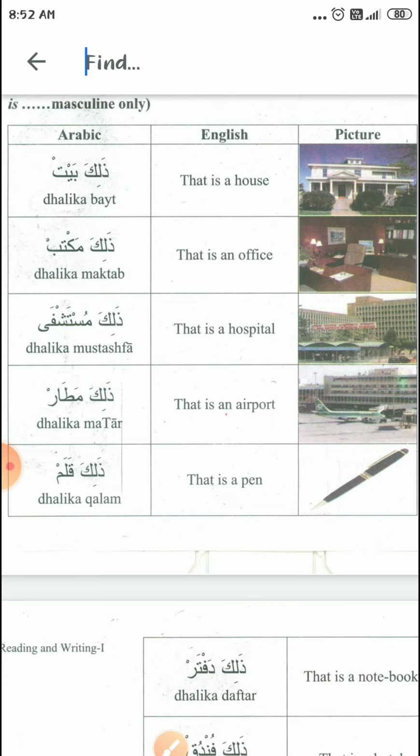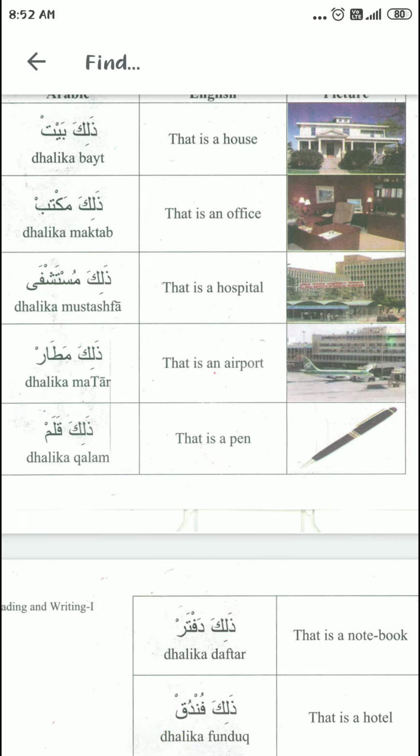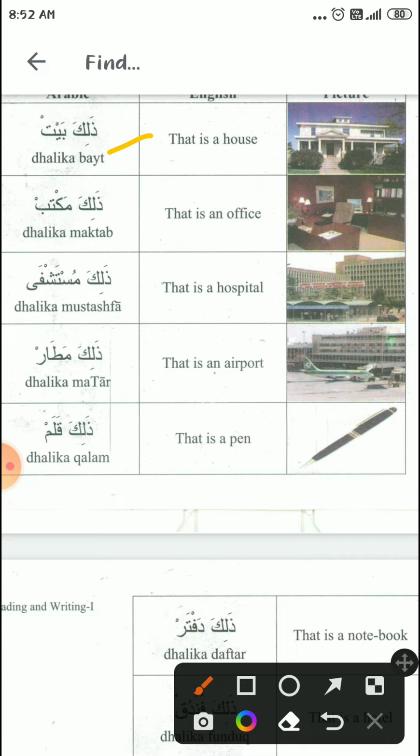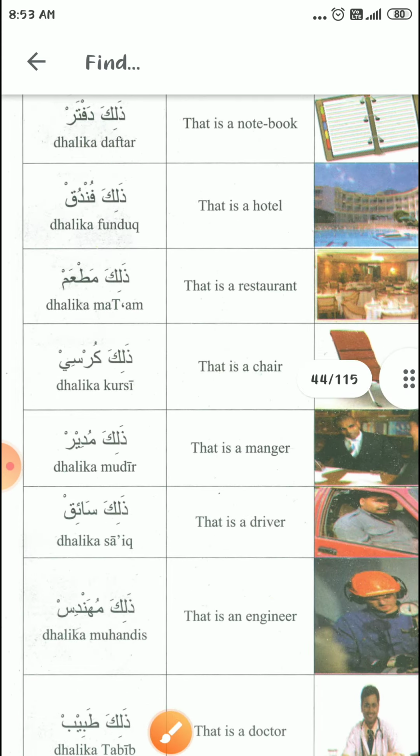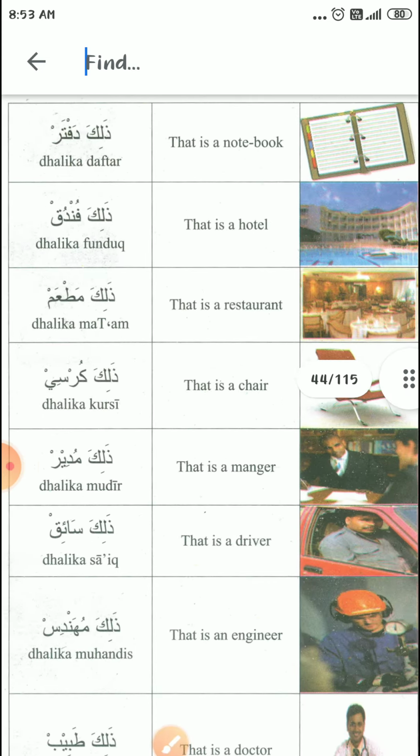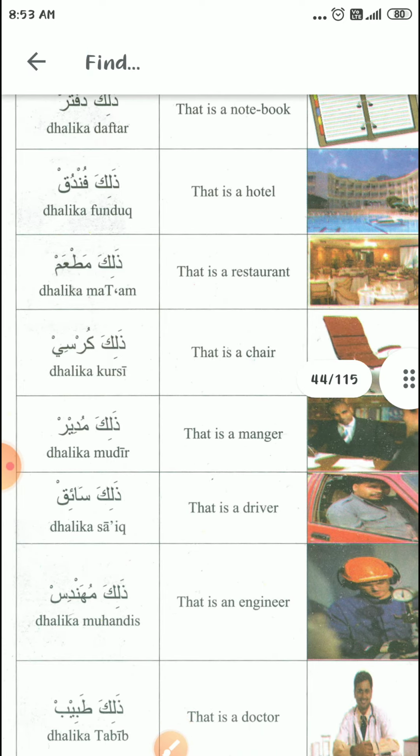Dhalika bait, that is a house. Dhalika maktab, that is an office. Dhalika mustashfa, that is a hospital. Dhalika matar, that is an airport. Dhalika qalam, that is a pen. Dhalika daftar, that is a notebook.